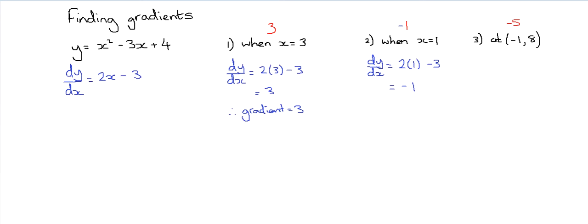Now here at -1, okay, so the presentation is slightly different. Now, looking at your derivative, you only have this x variable, so you can only substitute values of x in. So we're being kind of nice here, saying when x is 3, when x is 1. So for this one, we're looking for when x is -1. So we just pop it into our derivative. So it's 2 lots of -1 take away 3. -2 take away 3, -5.